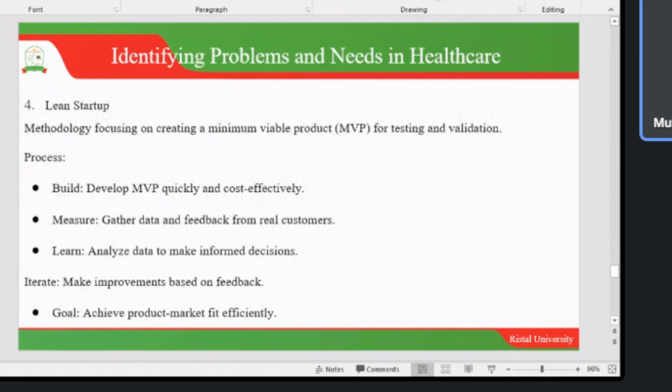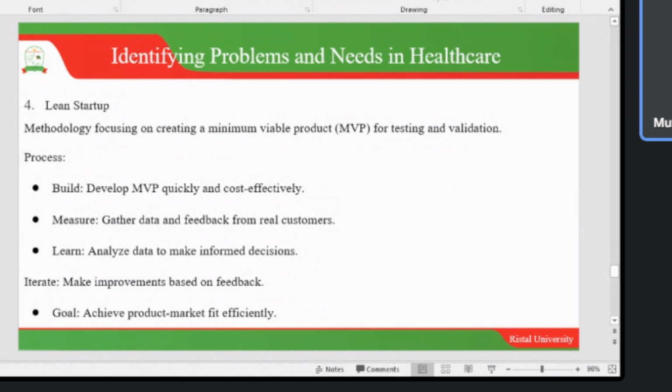Then another way of identifying problems and needs is what we call the lean startup. This is a methodology that focuses on creating a minimum viable product, what we call the MVP, for testing and validation. So in this case, you start by building that MVP quickly and cost effectively using few resources that are within your disposal. Then you measure, or gather data and feedback from the real customers. So after you have built this MVP, you test it.